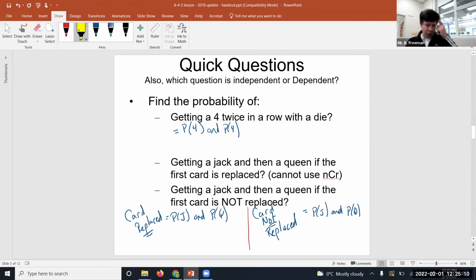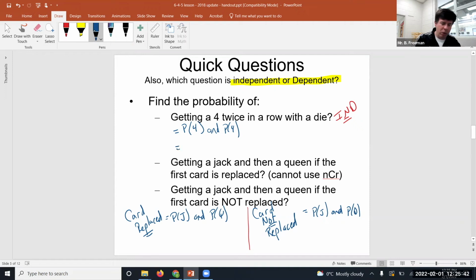Okay, now let's just look at 3 quick questions that will kind of help us with these situations. And every time we're going to have to determine if it's an independent or a dependent situation. So for this first one, finding the probability of getting a 4 twice in a row with a single die, that is our classic independent situation because there's no natural link between them. The first probability does not impact the other. We've already done a question like this, so I'll do this question quickly here.